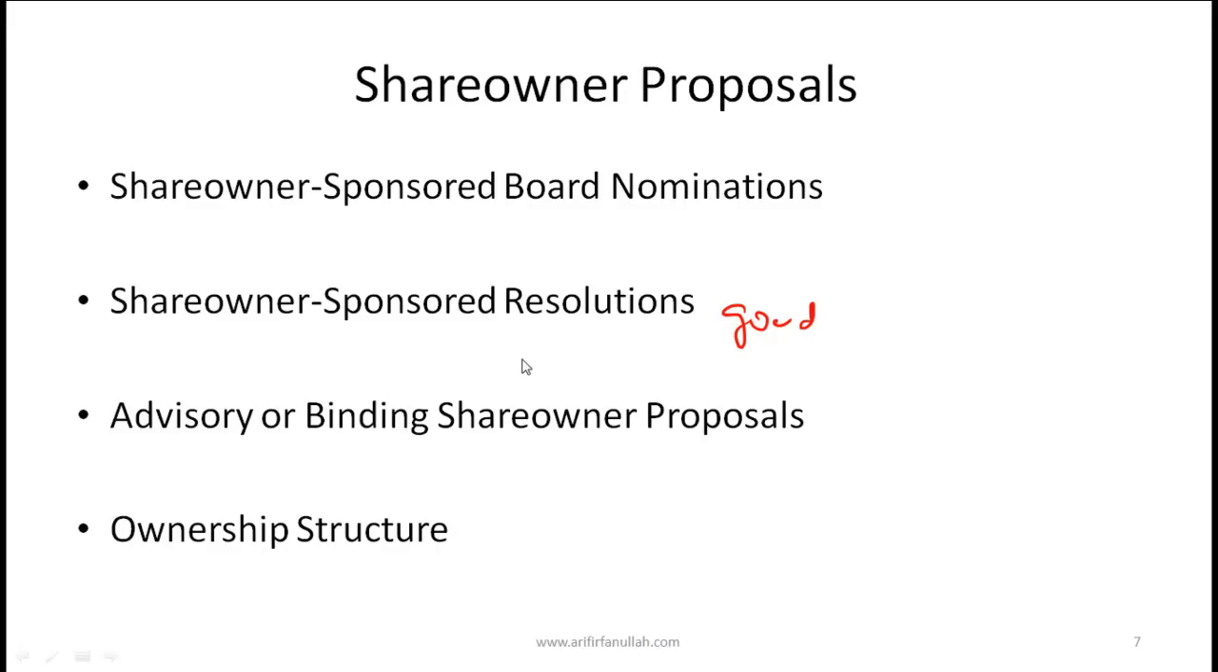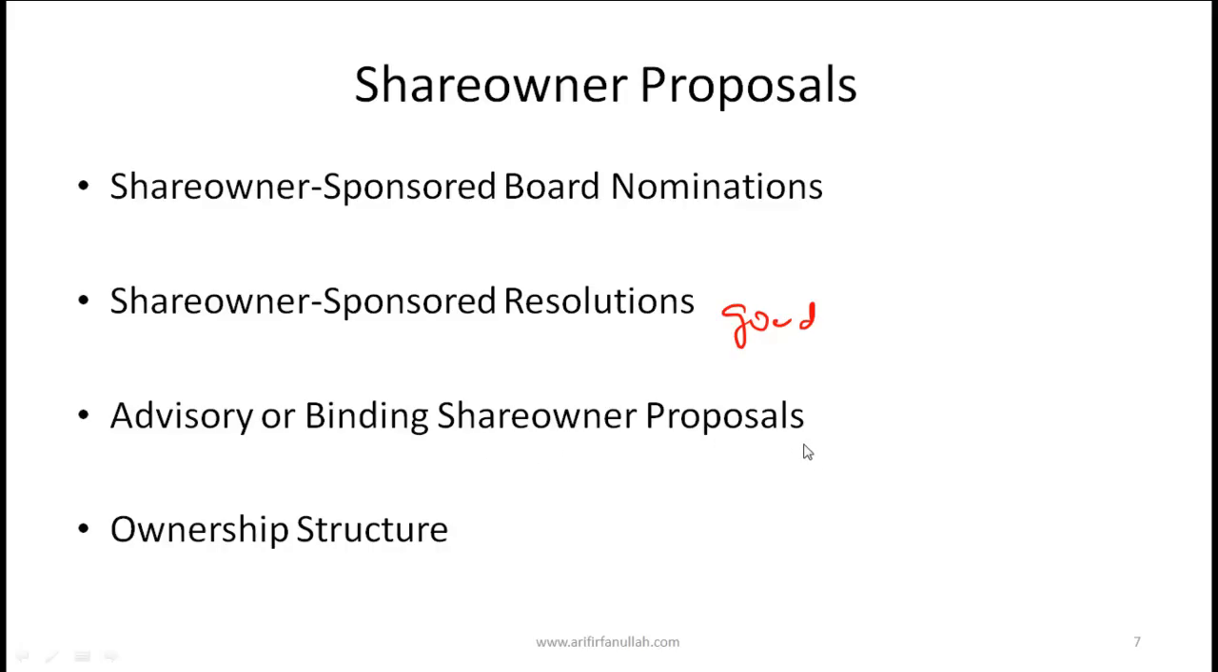The next point is we need to determine whether the board and management are required to implement proposals that shareholders approve. So again, the ideal scenario is that shareholders can propose new resolutions, and if shareholders vote a resolution in, in a good corporate governance setup, the board and the management would be obliged to follow what the shareholders are saying, especially if those proposals have been approved by shareholders.